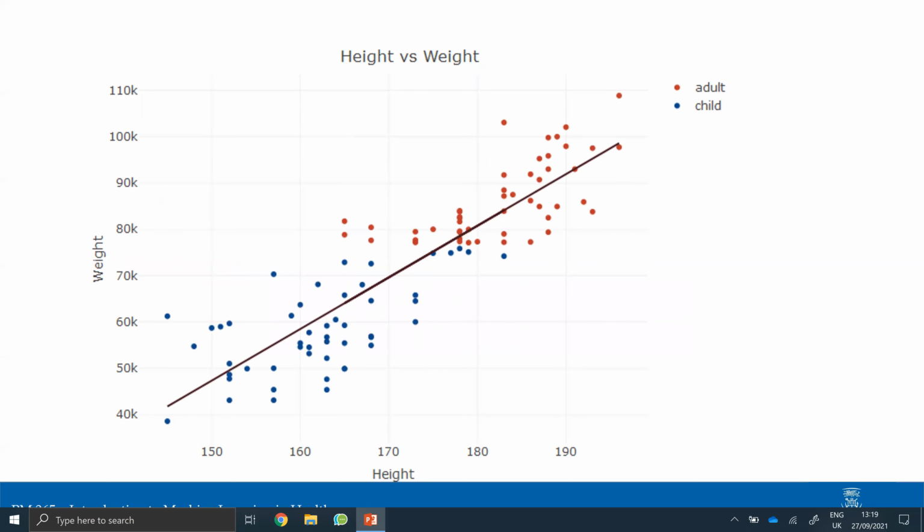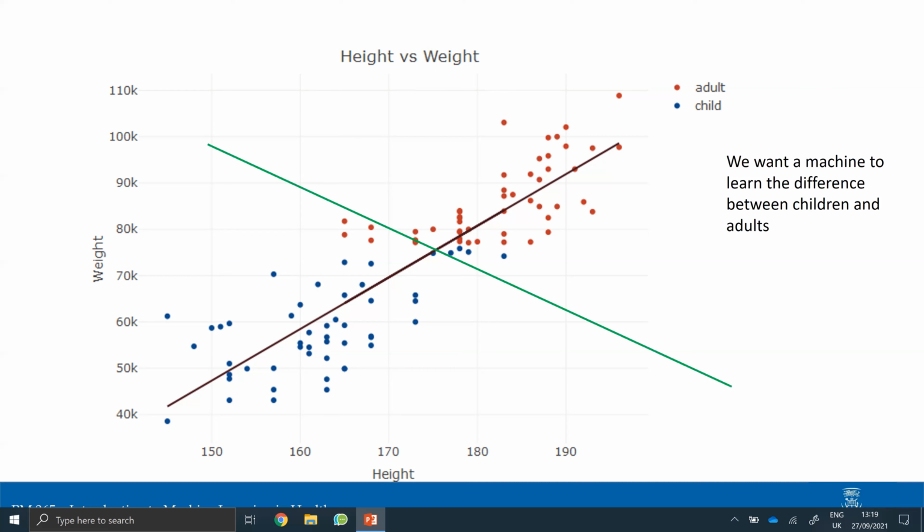So for example, if this was our line of best fit, what if we were interested instead in building a machine learning algorithm that would be able to spot the difference between adults and children? So we could plot a line like this instead. So this is definitely not a line of best fit, but what you'll see is that it does shift the children onto one side, the adults onto the other. So we could say, whatever side of the boundary you're on, we'll classify you as an adult or a child. So it's almost like the inverse of a regression task.